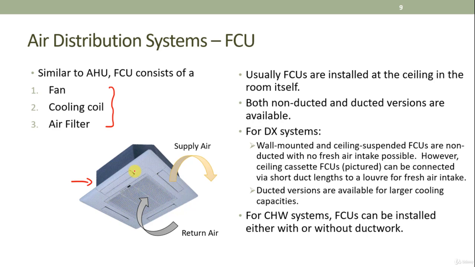Usually FCUs are installed at the ceiling, and most of the time, if it's this type of fan coil unit, there will be no ducting system. So the cold air will just return back through the grills over here, and the cold air will just come out from the louvers over here. There's no supply air duct or return air duct, but there are ducted versions around. Usually for ducted versions, the fan coil unit maybe will be somewhere just outside the space, and it will supply to maybe 2 or 3 rooms through air duct.